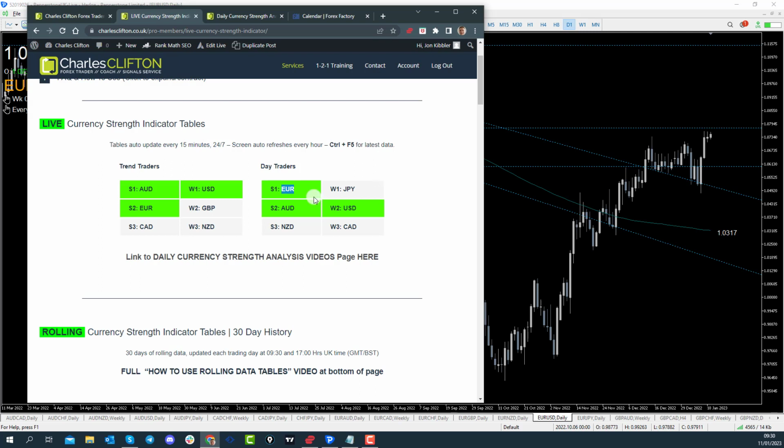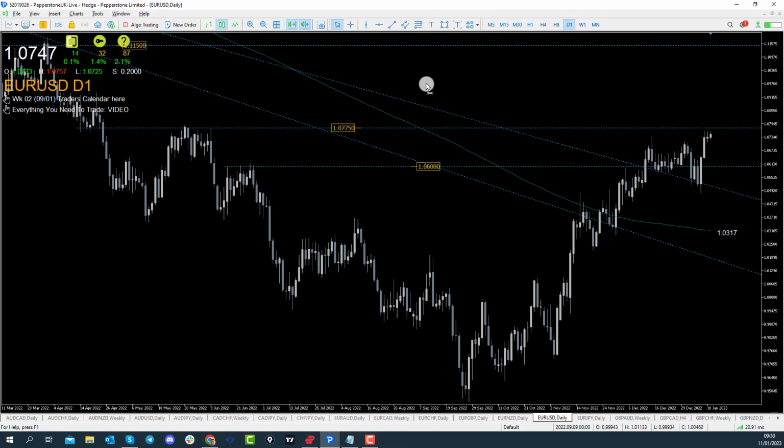One currency pair, however, that I have looked at that looks quite good is actually pound CAD. Now pound CAD features on the trend trader side of the tables, not so much on the day traders, although CAD is showing up as weak or the third weakest on the day traders. But if we just take a quick look at pound CAD, we can see that CAD is S3 on the tables and pound is W2. So we want to be looking at potential pound CAD downside.